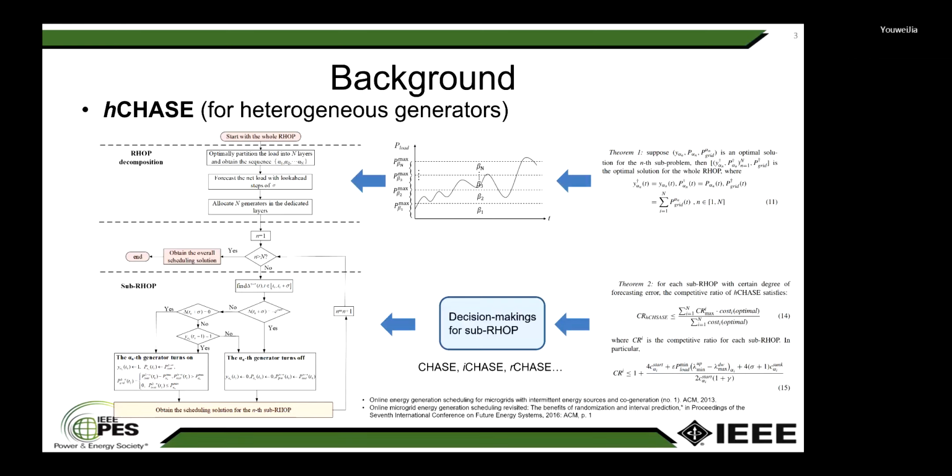The effectiveness of this regime relies on two important theorems. The first one confers the optimality of RHOP decomposition, in which the net load can be partitioned into different levels dedicated to specific generators. Theorem 2 gives a direct solution to the competitive ratio of HCHASE. In the sub-RHOP, decision makings can be obtained based on basic CHASE or its extensions, for example, iCHASE or rCHASE. Regarding these algorithms, you can refer to these two papers for more technical details.